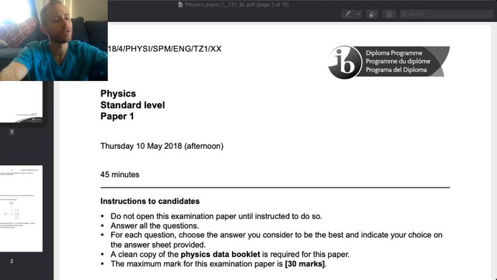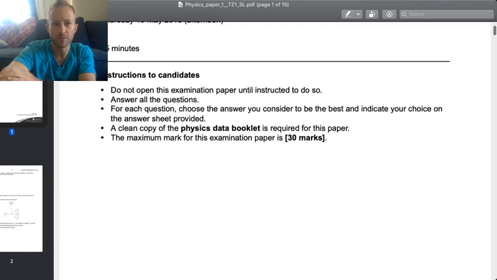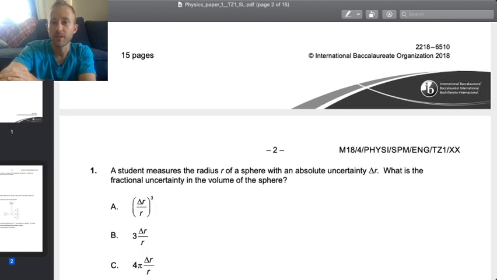Today we are going to be doing the odd questions from this lovely Paper 1, which is the multiple choice part of the IB exam. For today I've chosen May 2018. You can see M18, time zone 1. Okay? May 2018, time zone 1.